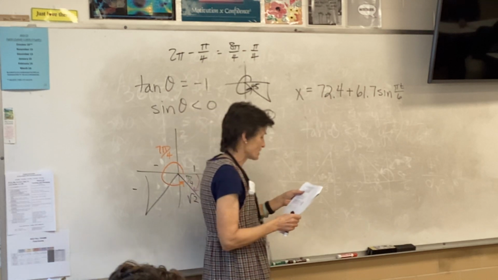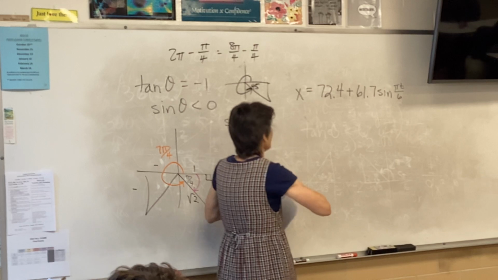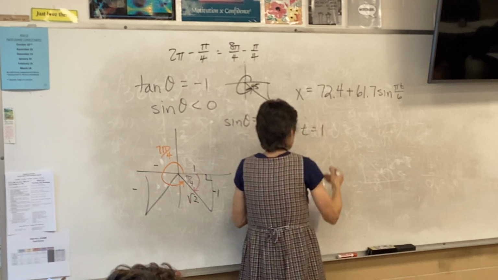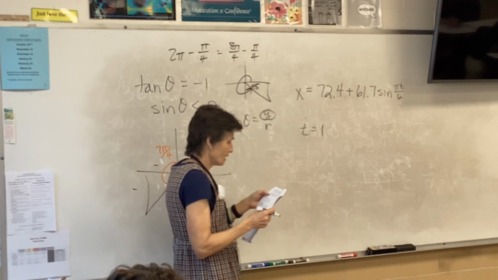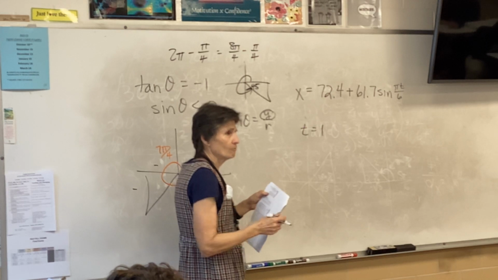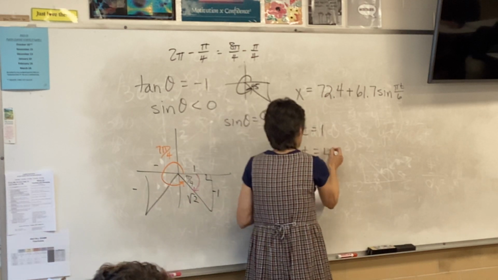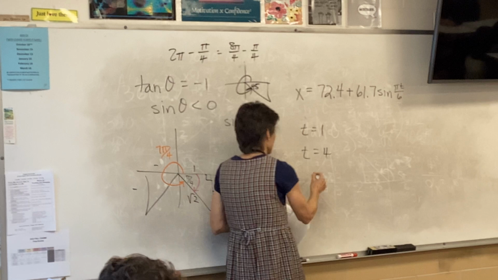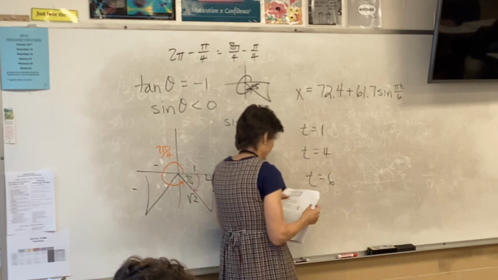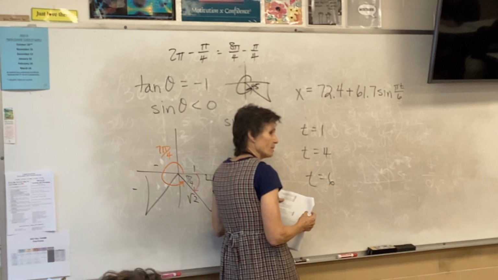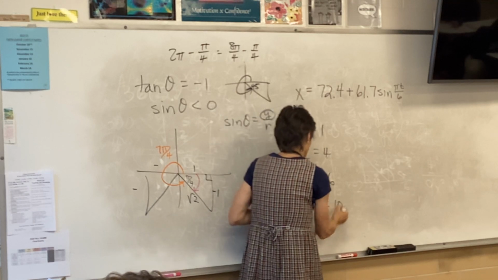Estimate the number of Get Wet swimsuits sold in January. So we need t equal 1. What would April be? 4. And 6. And, oh gosh, October is 10.